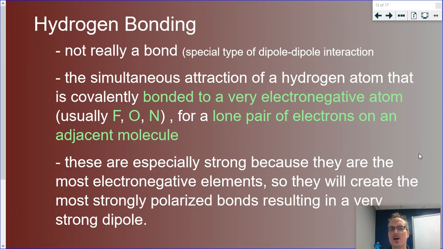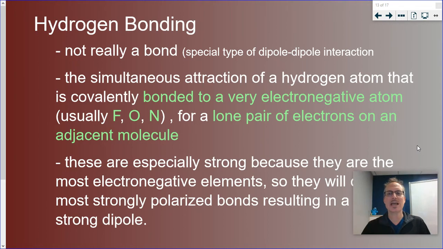Now, the 3 that always has hydrogen bonding is when hydrogen is bonded to fluorine, hydrogen is bonded to oxygen, or hydrogen is bonded to nitrogen.